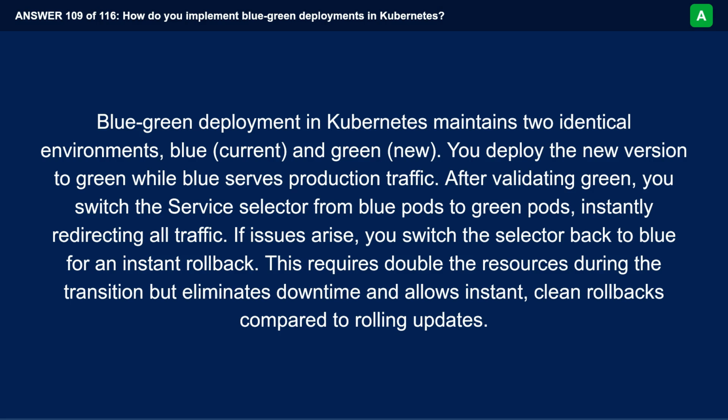If issues arise, you switch the selector back to blue for an instant rollback. This requires double the resources during the transition, but eliminates downtime and allows instant, clean rollbacks compared to rolling updates.